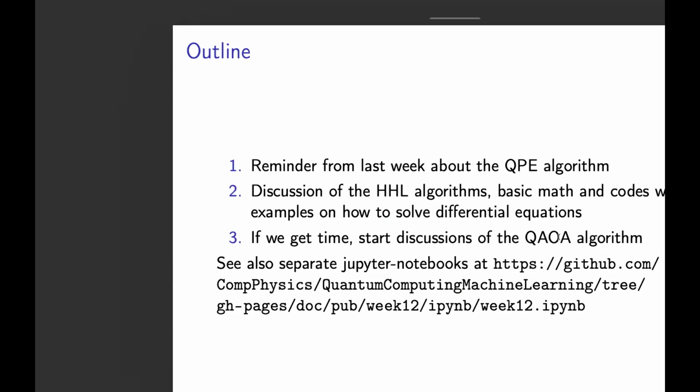And after that, we will begin with machine learning methods like quantum support vector machines and quantum neural networks, which will be the last topics this semester.